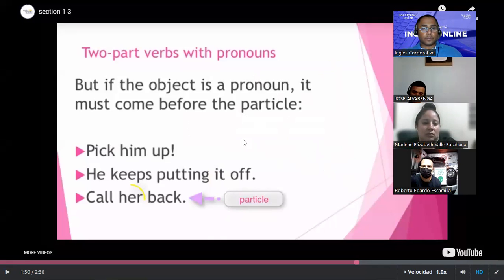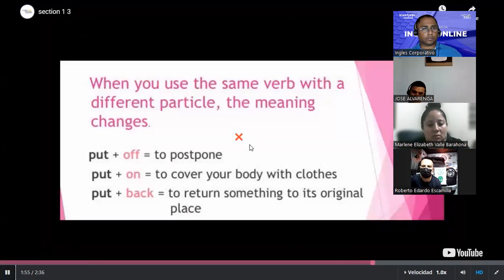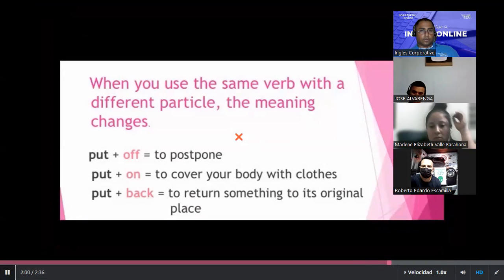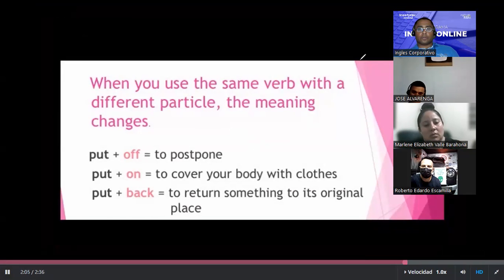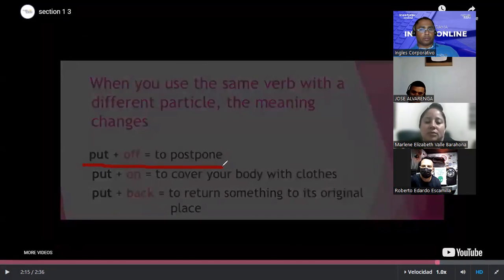All right, let's continue. As a final note, when you use the same verb with a different particle, the meaning changes. For example, put plus off means to postpone. Put plus on means to cover your body with clothes. Put plus back means to return something to its original place. All right, let's look at the first one. Put off, to postpone, right?